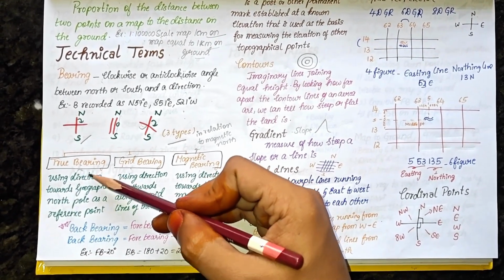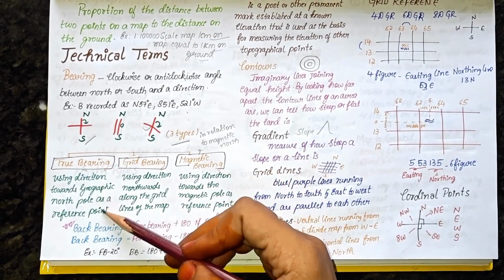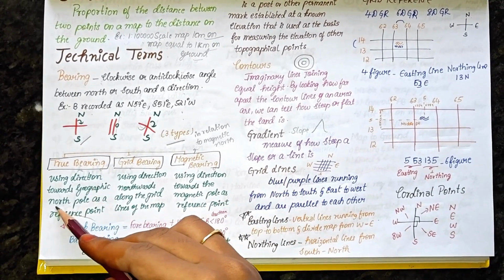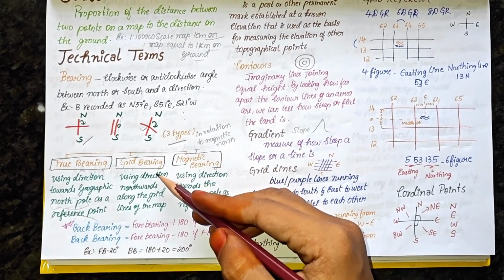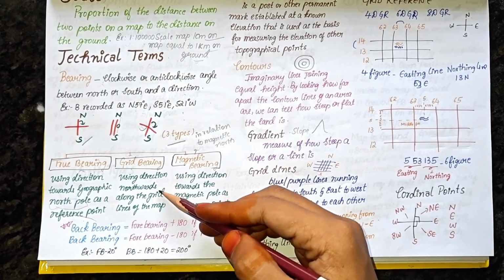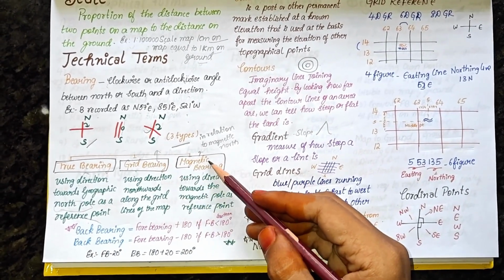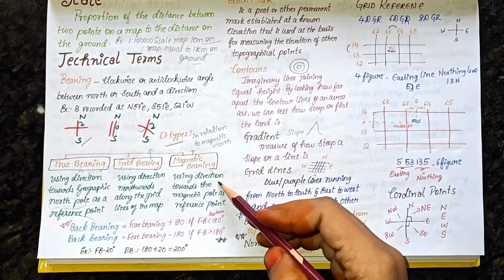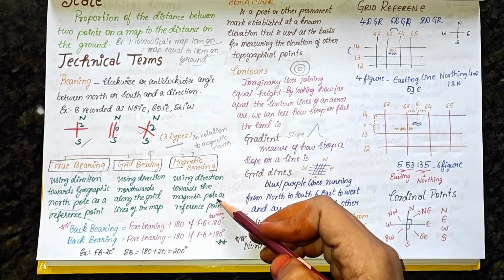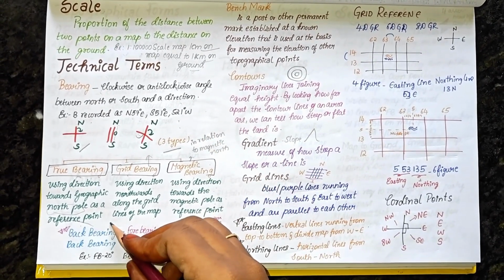So what is a true bearing? Using the direction towards the geographical north pole as a reference point. Here the geographical north pole is used as a reference point. Using the direction northwards along the grid lines of the map is known as grid bearing. In relation to the magnetic north, the magnetic bearing is explained using the direction towards the magnetic pole as a reference point. Here definitely one question will be asked.